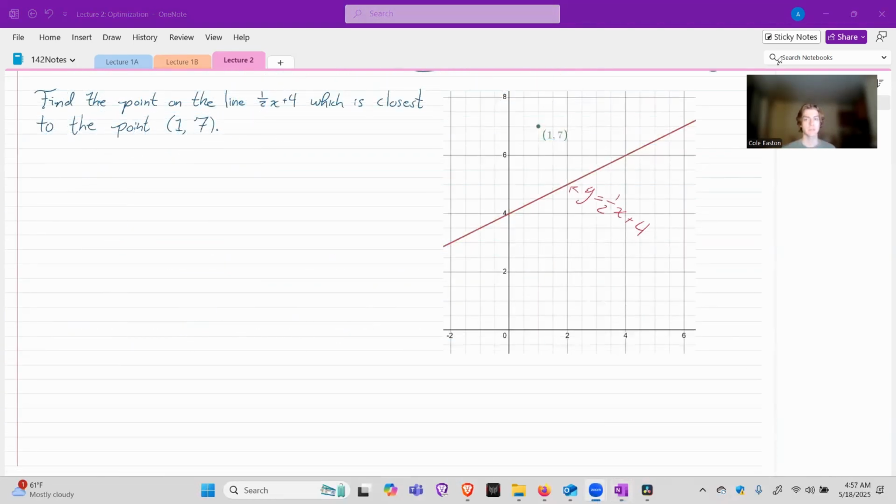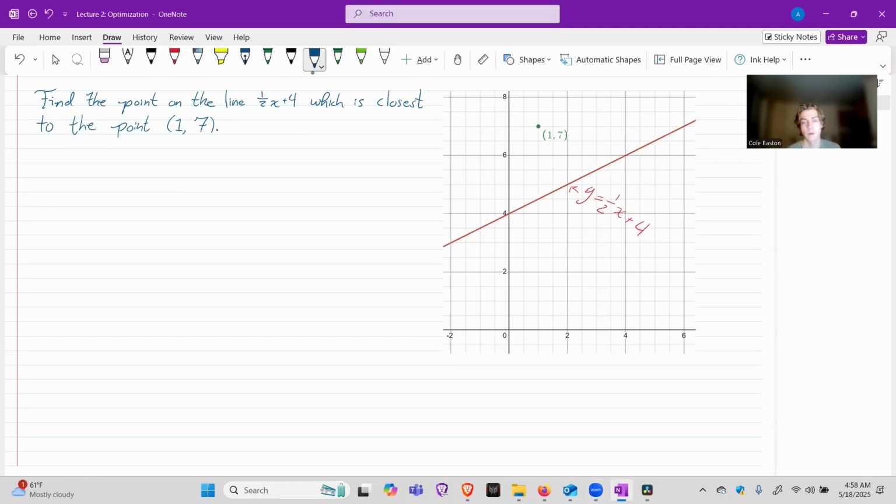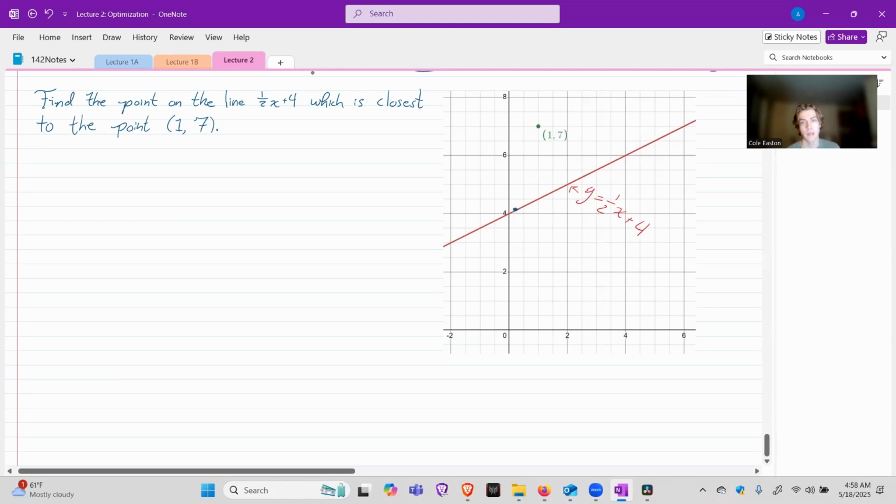Here's the last minimization problem we're going to do today. It says, find the point on the line 1/2 x plus 4, which is closest to the point (1, 7). And over here we have a Desmos graph showing that line and that point. If we look at any point on this line, we can draw a line between (1, 7) and the point on our line. And the length of that line is the distance between these 2 points.